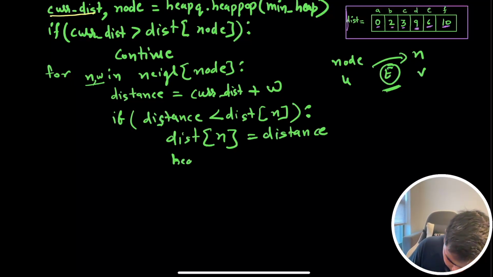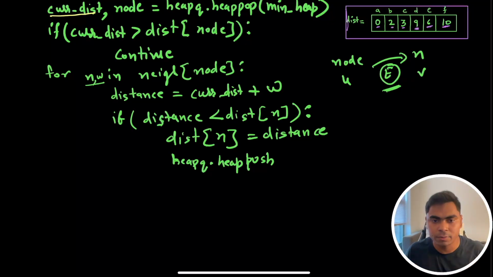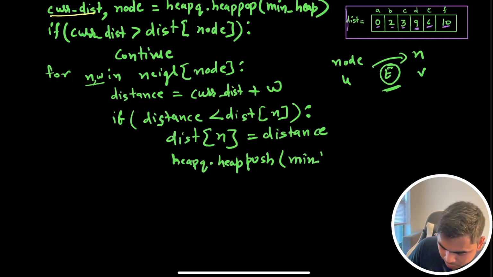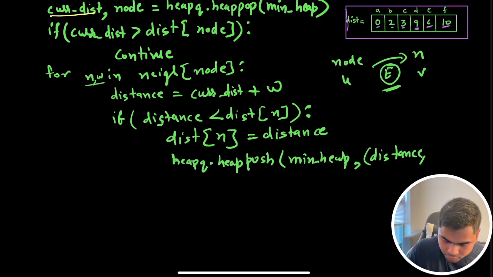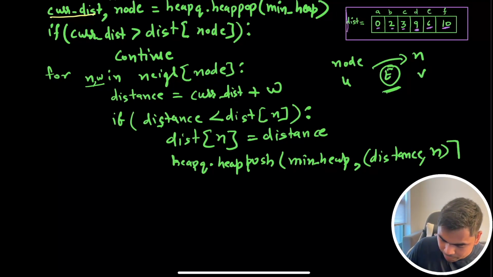So heapq.heappush. I'm writing in the perspective of Python. So heappush, min heap. Where are you pushing? Into my min heap. That's how you do it. And then what are you pushing? The value, that is the distance I just calculated for my neighbor n. Okay, so I'll just write it like this, and then finally remove that.